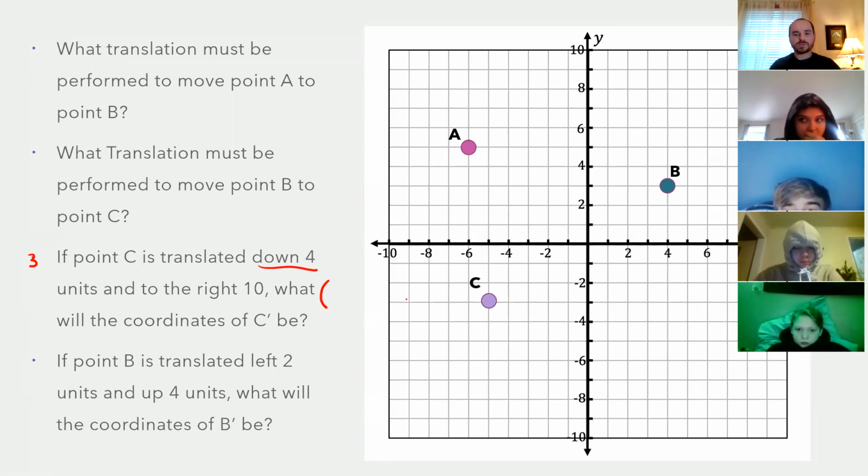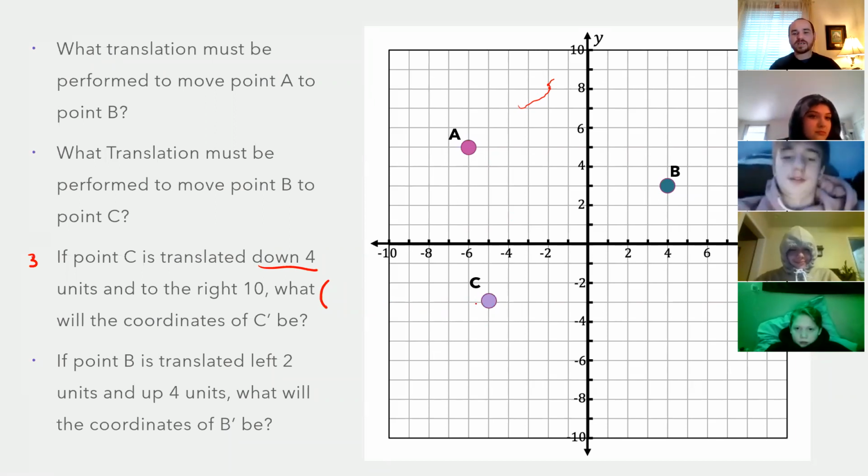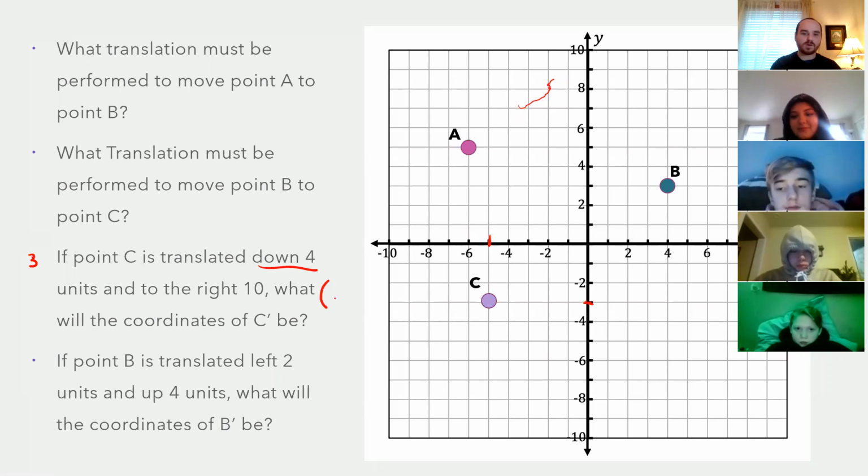So we took notes on the rules of this. We do go down 4, yes. But mathematically, what do we have to do? Actually, I guess first we want to get the coordinates for point C. So point C is at -5 and -3. So we start at -5, -3.